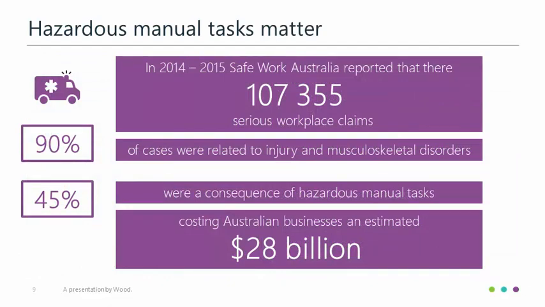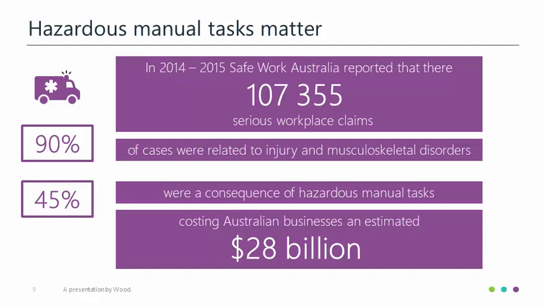Injury from hazardous manual tasks is a significant cause of sickness absence across Australia. The Australian Institute of Health and Welfare Burden of Disease study reported in 2019 that musculoskeletal conditions were the third leading cause of disease burden in Australia after cancer and cardiovascular diseases. Back pain alone contributed to nearly a third of the musculoskeletal conditions.